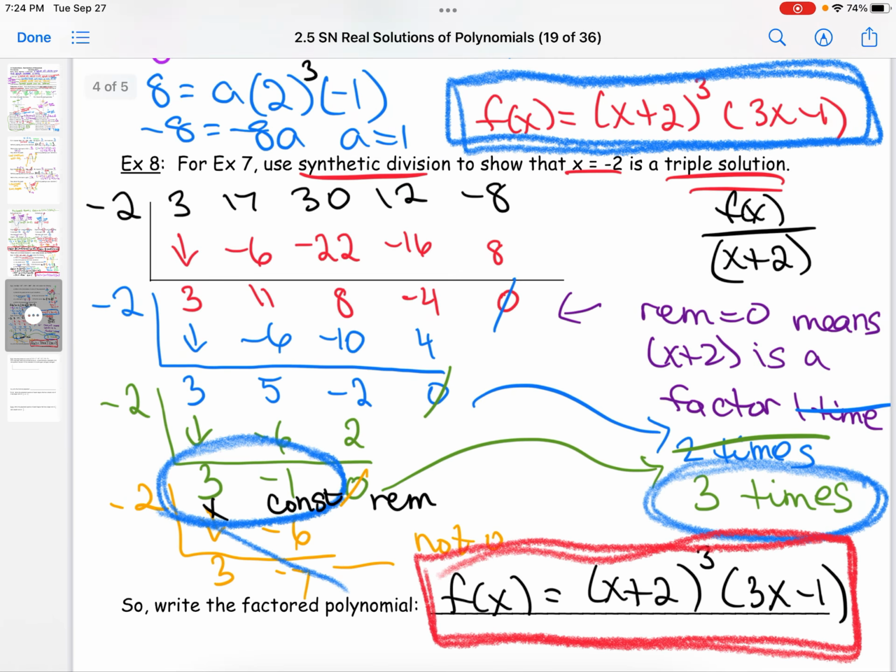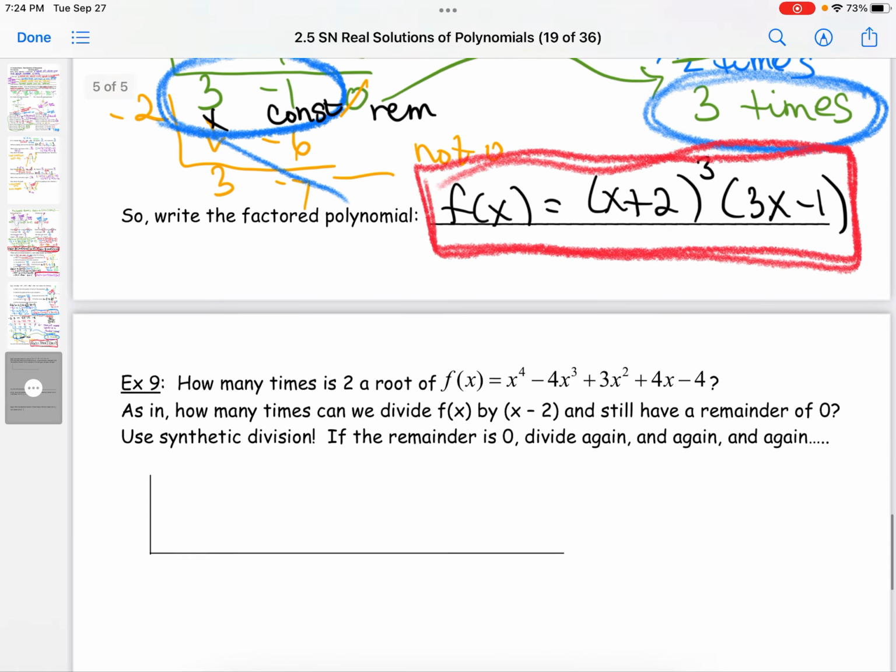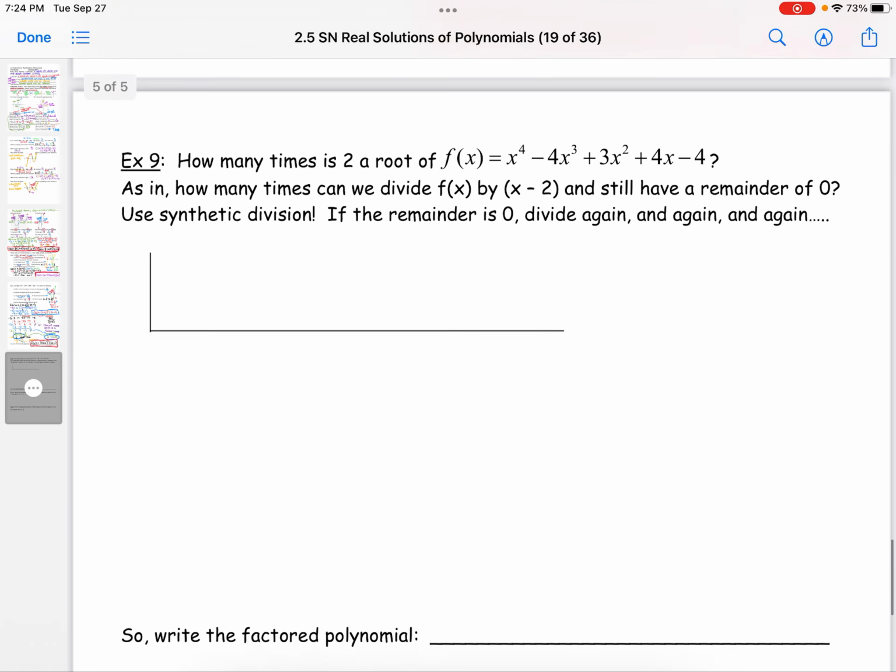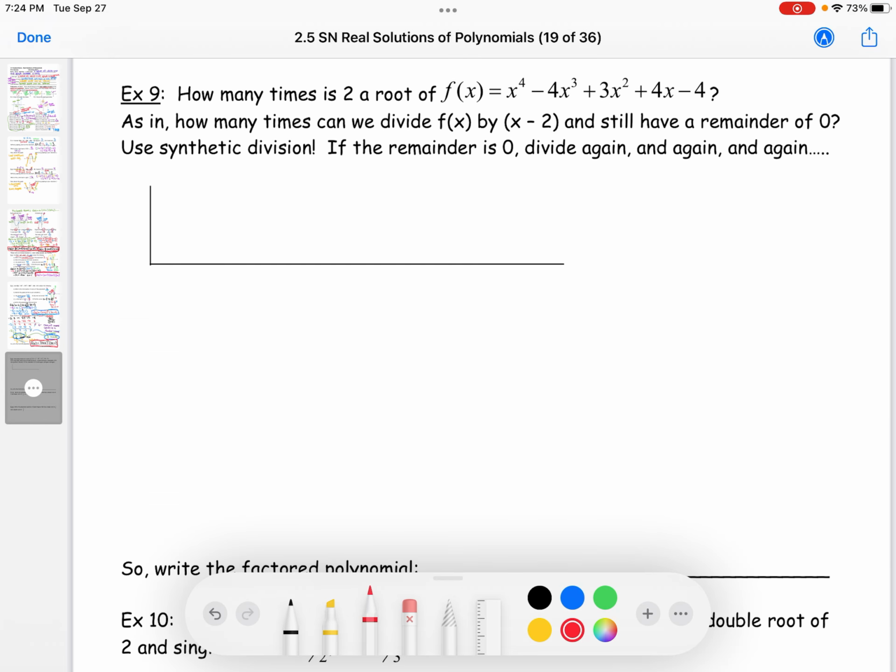Okay. Now, if you compare that to what we got previously from the graph, it's the exact same factored form. And it's supposed to be. Lots of things relating and connecting here. Lots and lots and lots of things. All right, let's take a look at another way you might see that question.